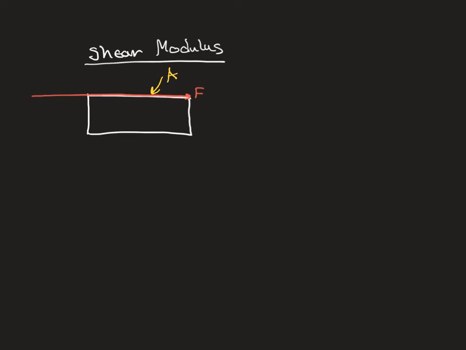Remember, the area is the top of the box. And that's then going to cause the top of the box to jut out some delta x compared to its original height. And of course, you're going to get a corresponding jut up in the back. So when we write this formula, we're going to have force per area equals delta x over h.